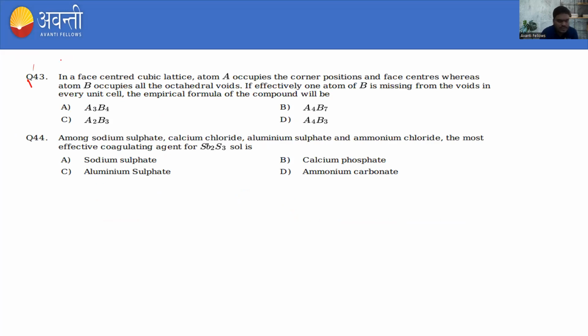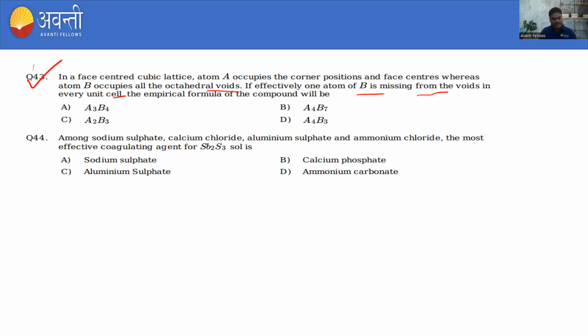Now move to question number 43. So what is question number 43, beta, basically? In question number 43, they're asking: in the face centered cubic lattice, atom A occupies the corner position and the face center, whereas atom B occupies all the octahedral voids. If effectively one atom of B is missing from the voids in every unit cell, the empirical formula of the compound will be. So you have to calculate the empirical formula of the compound.